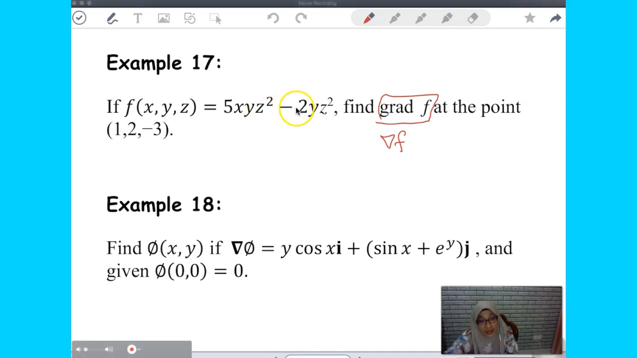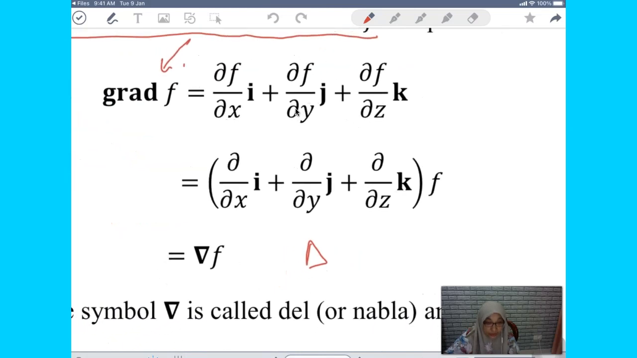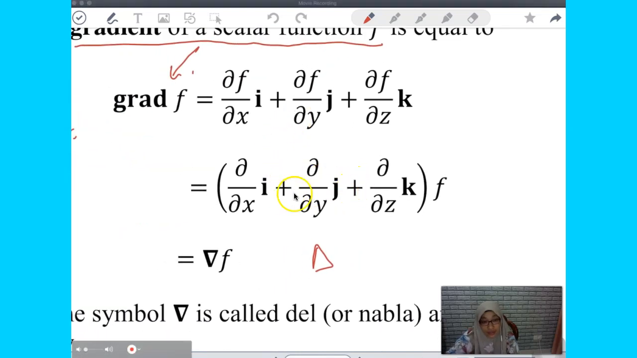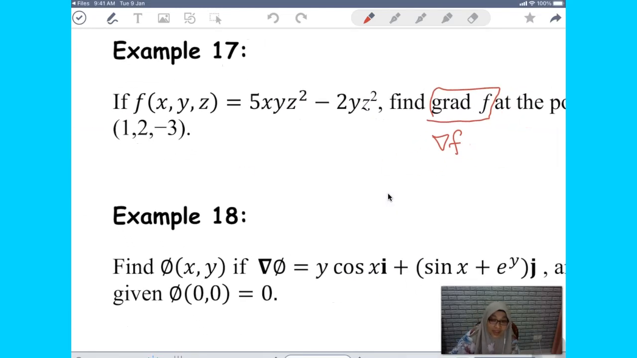Okay, so now based on your operator here, how can you know that you have to provide i, j or i, j, k? It depends on the type of function that you have. In this case, your function is a three-variable function, where there are x, y, and z, meaning that you must provide the component x, the component y, and the component z, which is i, j, and k.